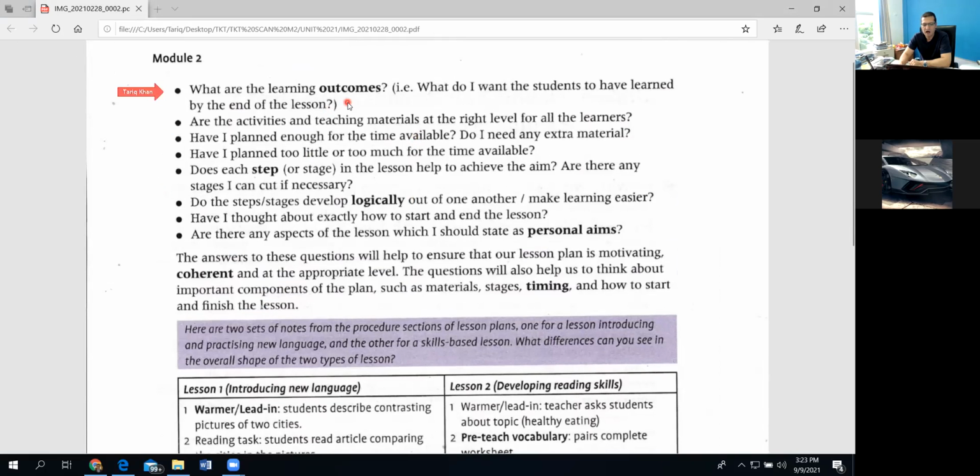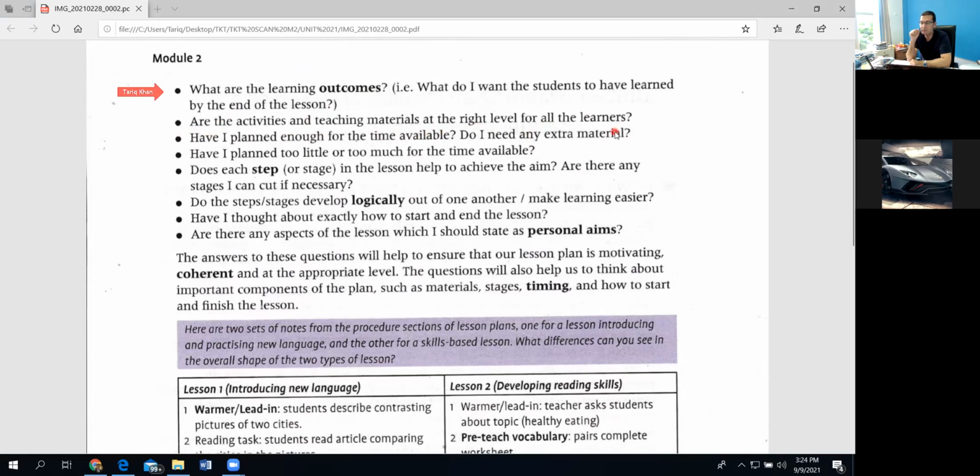What are the learners' learning outcomes? I mean, what do I want the student to have learned by the end of the lesson? Okay. Number 3, the next one, are the activities and teaching material at the right level for all the learners?